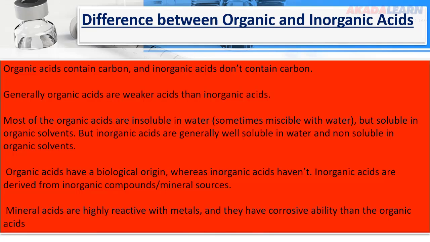Organic acids have a biological origin, whereas inorganic acids haven't. Inorganic acids are derived from inorganic compounds or mineral sources, invariably meaning they are mostly produced in the lab, unlike the organic acids that are produced in nature. Mineral acids are highly reactive with metals. They have more corrosive ability than the organic acids. Essentially, the inorganic acids are more harsh and corrosive compared to the organic acids, which I told you earlier on are even edible.